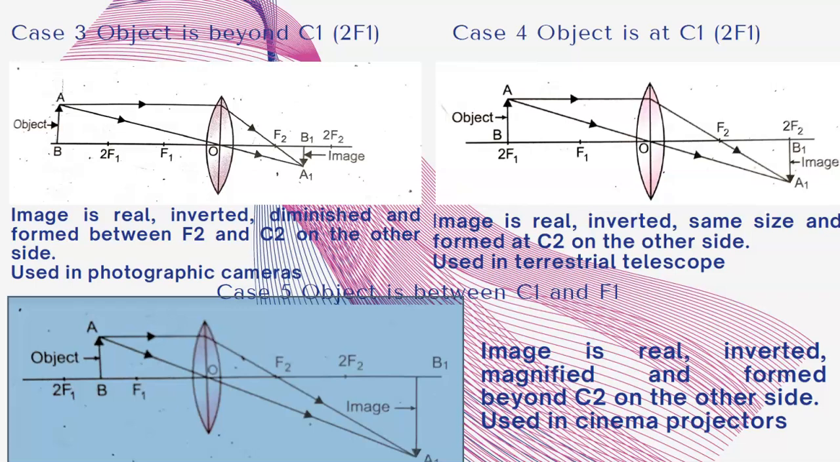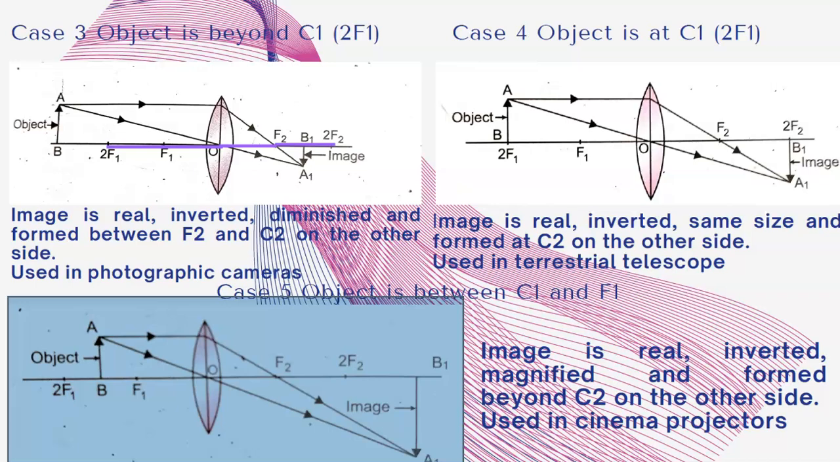By equal distances, I mean from O to F1, if you take 2 centimeters, from F1 to 2F1, again you shall take 2 centimeters. Same thing on the right hand side. From O to F2, you shall take 2 centimeters. And from F2 to 2F2, you shall take 2 centimeters. If you take same distance on both the sides, drawing of the image will be perfect. You are going to get an image perfectly where you want it to be.